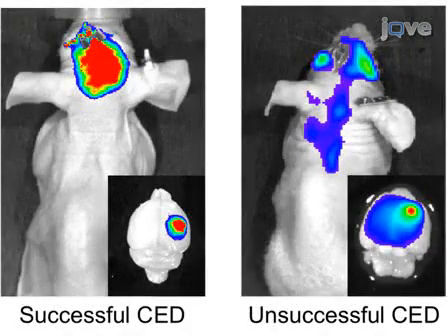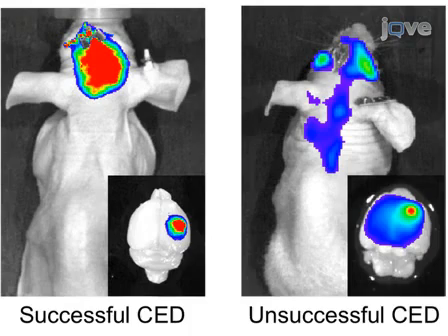Here, in vivo imaging was performed on a mouse with a successful CED infusion, shown on the left, and an unsuccessful infusion, shown on the right. Note that in the successful infusion, the imaging signal is localized to the brain, while in the unsuccessful infusion, the signal has spread down the neuroaxis.